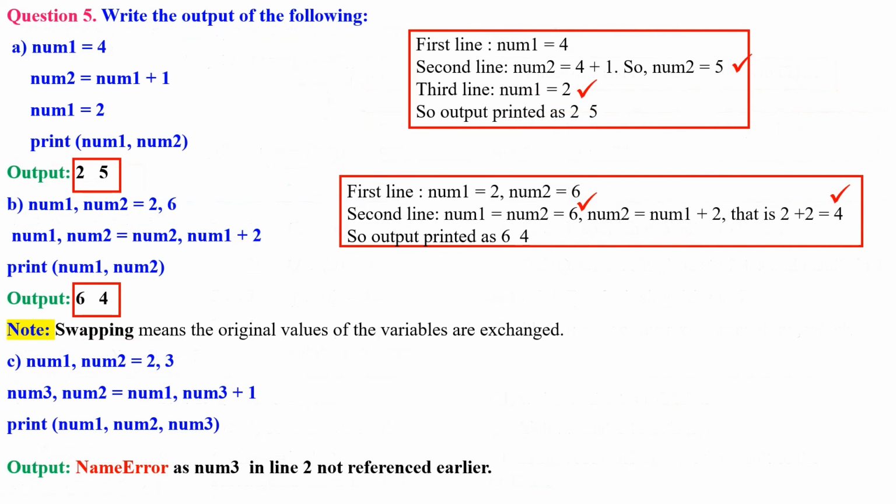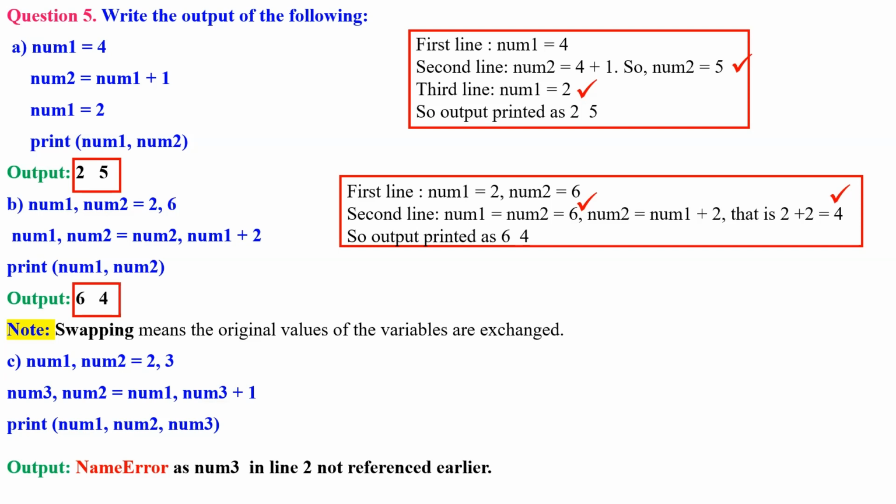Question 5. Write the output of the following. In question A, initially, num1 is assigned the value 4. Then num2 is assigned the value of num1 plus 1, which is 5. Finally, num1 is reassigned the value 2. When we print num1 and num2, the output will be 2 and 5.